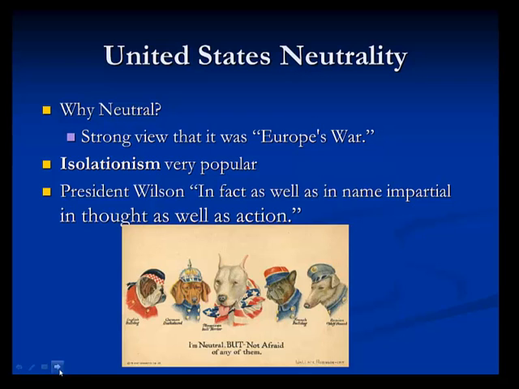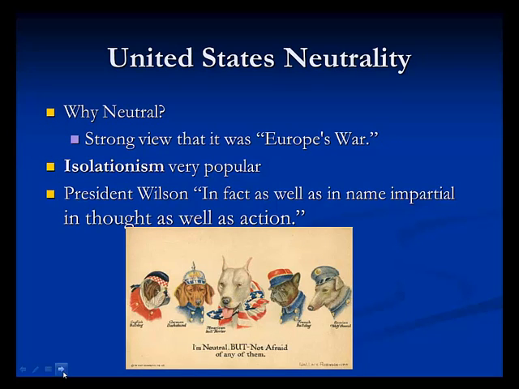Americans at the time had a very strong belief in isolationism, the idea that it is best to look after your own nation's affairs and not to try and get involved in the affairs of other nations that didn't directly affect you. This idea was widely popular at the time and went back to George Washington. Knowing it was popular with the people, President Wilson stressed that the USA needed to be neutral in fact as well as in name, impartial in thought as well as action.